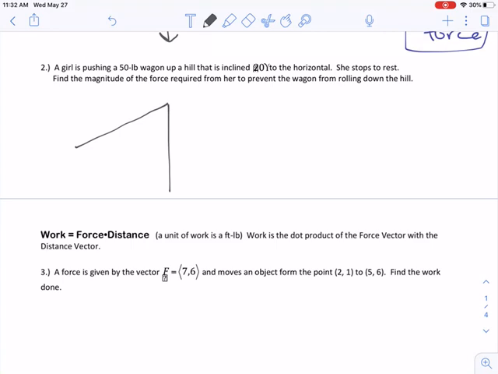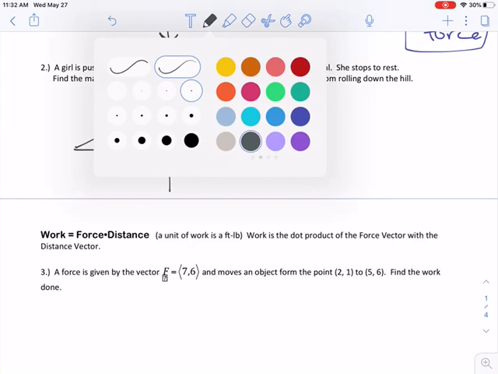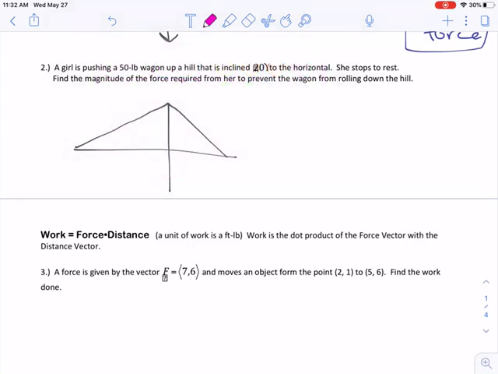So let's go ahead, here's my hill. Here's my vector W straight down. There's my vector V. Here's the ground. So I've got my girl here, put her in pink. Give her some hair, give her some arms and legs. Here's her wagon, and she stopped here on the hill.